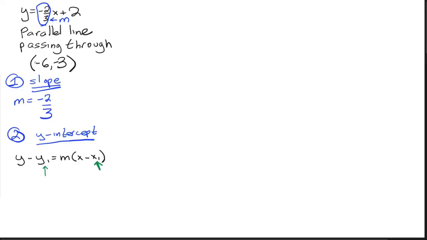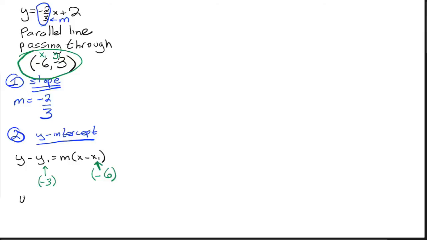Now if you look back at your information, the only piece of information that you haven't used is this point that you're given. So this would be your x value, x1, and this would be your y value, y1. And that's a point on your line. So this is telling you, okay, when x is equal to -6, y is equal to -3. Now here you have to be really careful with your signs. So I'm going to put these in parentheses so that we don't get confused. And then the last thing is we need to simplify it.